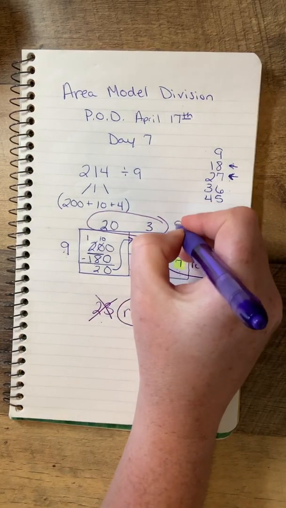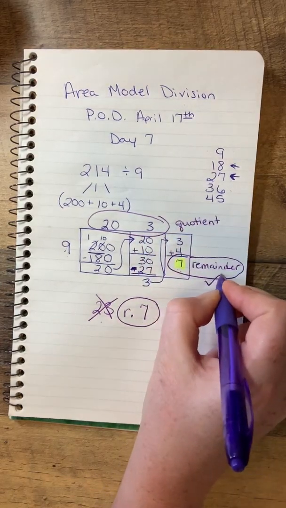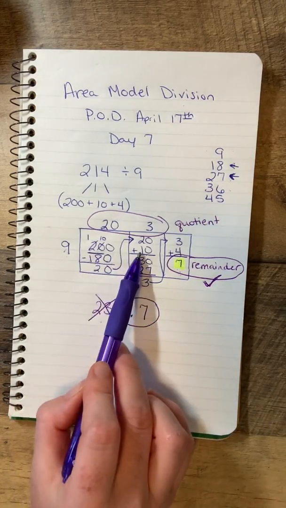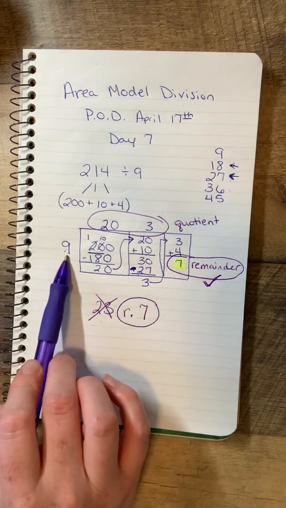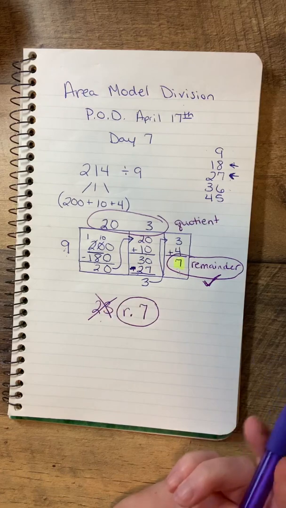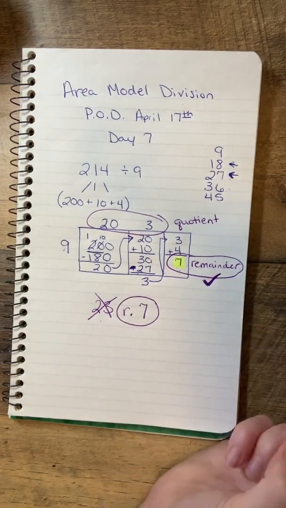We do not worry about the quotient. We worry about the remainder because the question was if 9 teachers went to the grocery store and they bought 214 cans and split them up, how many cans would be left over? And this would be the cans that are left over.